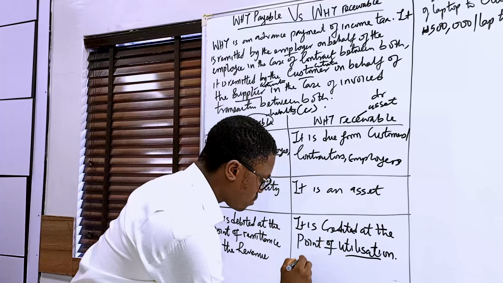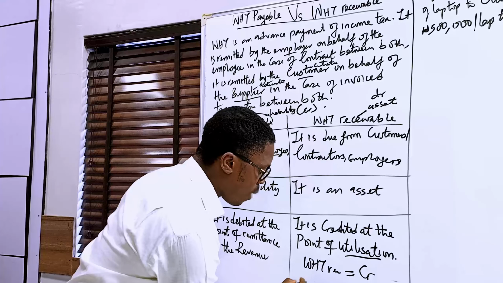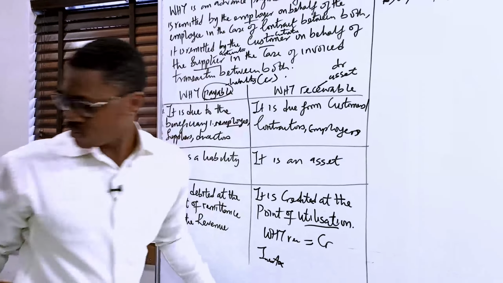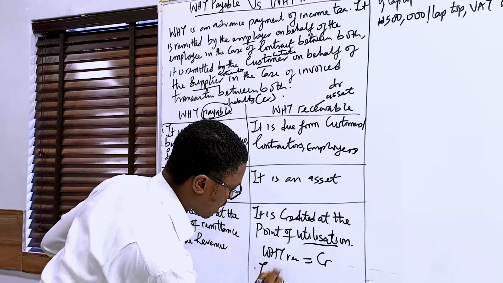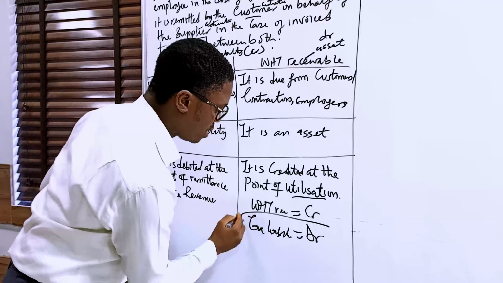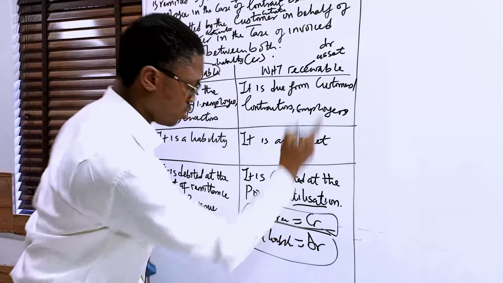So at the point of utilization, what happens? The withholding tax receivable account is credited, while the income tax liability is debited. This is what happens at the point of utilization. We'll shed more light in the following example.